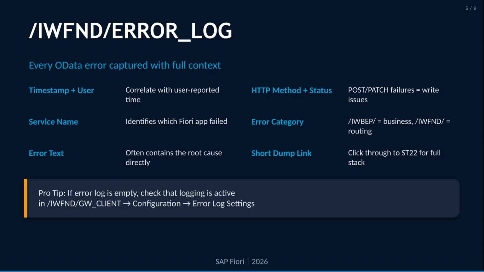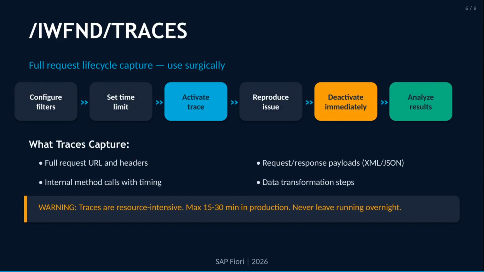A key field to check is the error category. Common categories include /IWBEP errors for business logic failures, /IWFND errors for gateway routing issues, and authority check for missing authorization objects. Pro tip: if the error log is empty but users report errors, check that error logging is active in transaction /IWFND/GW_client. When the error log does not give you enough detail, escalate to the gateway trace.